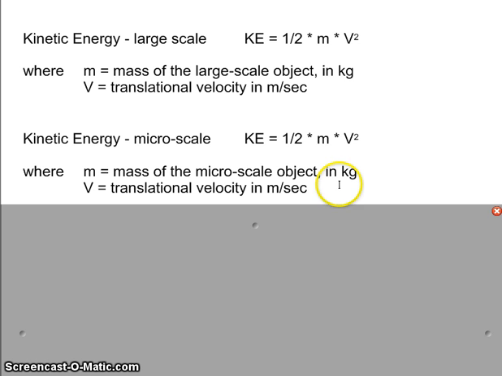So whether we're talking about an oxygen molecule in air, or whether we're talking about a tennis ball being hit by a racket, the formula would be exactly the same.